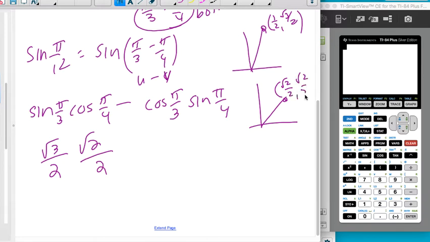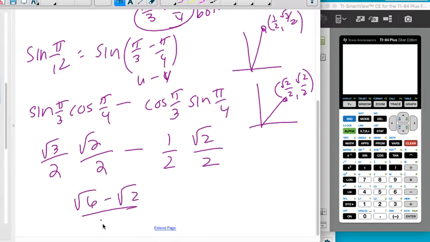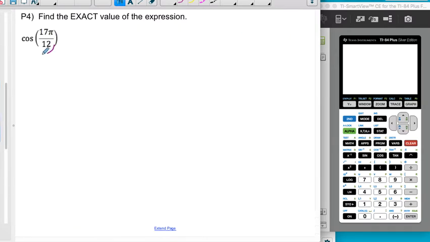You don't really want to have to write this down every time. As you get better at this, you're just wasting your time if you have to write it down. You kind of just want to know it. So this is a root 6 minus a root 2 all over 4. And again, sorry, the computer is laggy. Okay, so same argument with the 17 pi over 12.